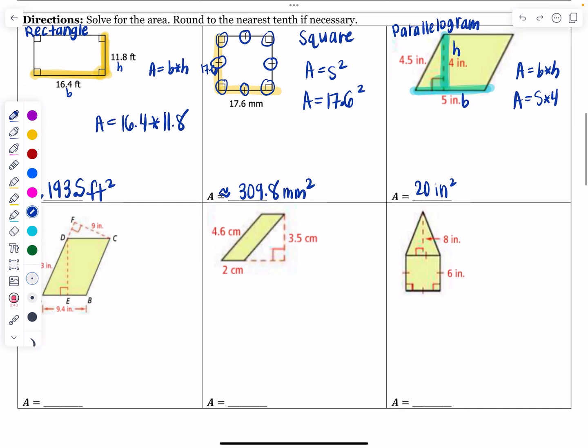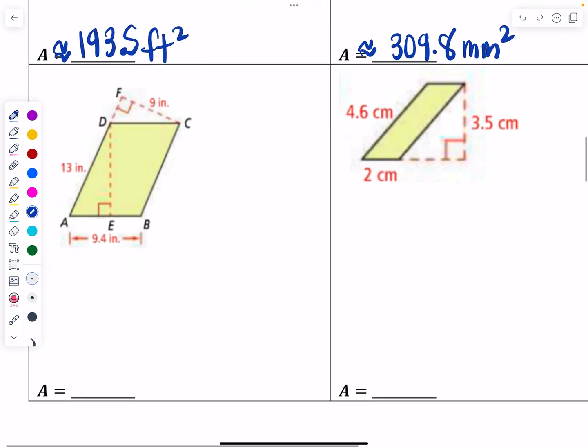Okay. All right, now we have another problem where we are looking for our area. And again, I have more than one base. I have 2 different bases. I have 13 and then I have 9.4. So which one corresponds to the height? Well, 9.4 corresponds to this height, which is unknown. So we're not going to use that set. Let's try to use a different set. 13 corresponds to this height of 9, so that is the pair that I'm going to use.